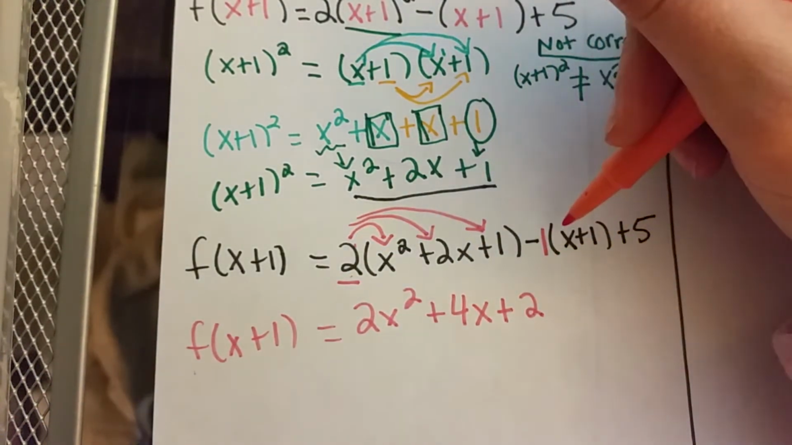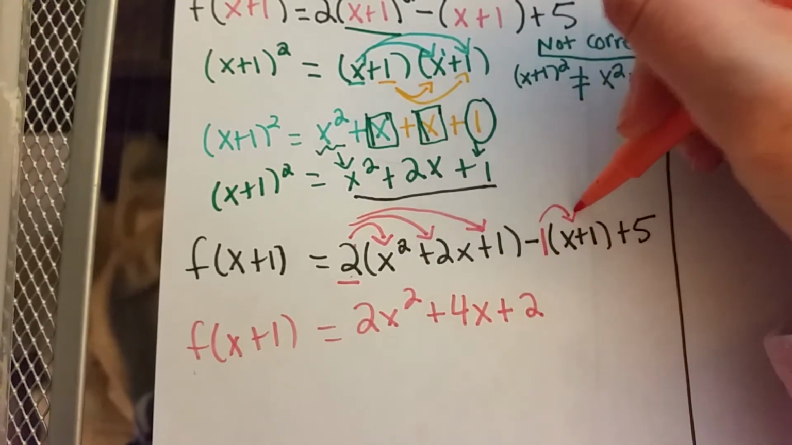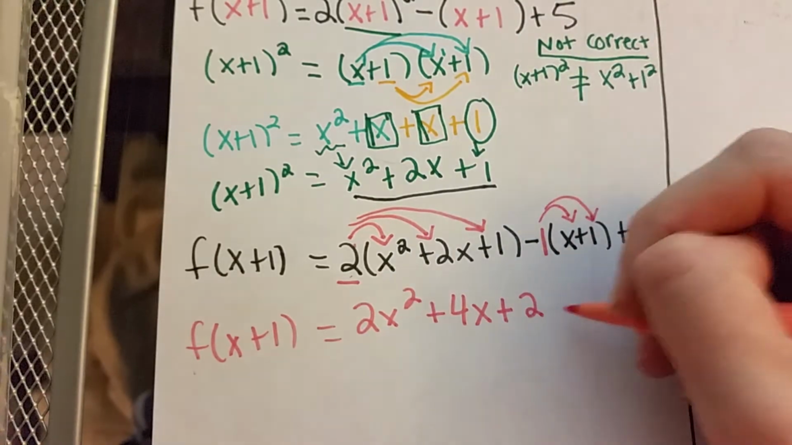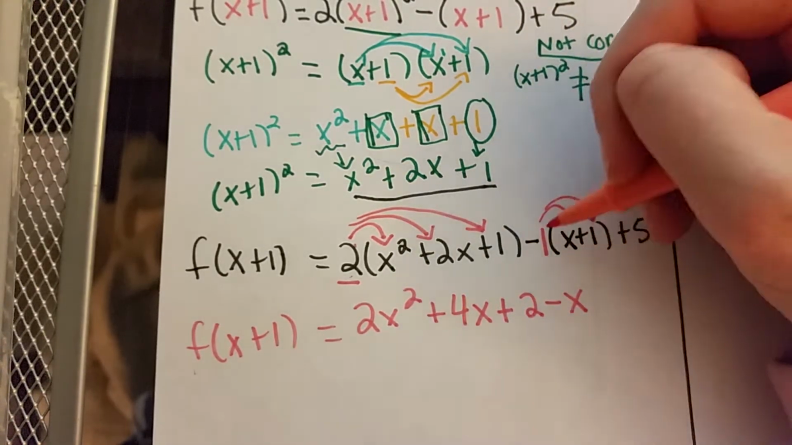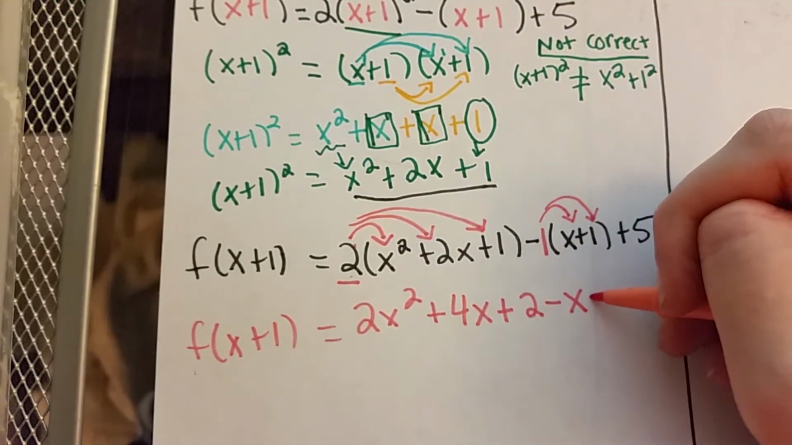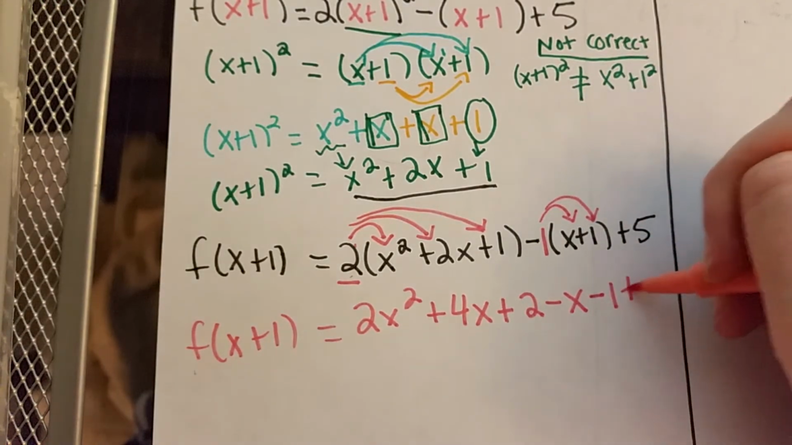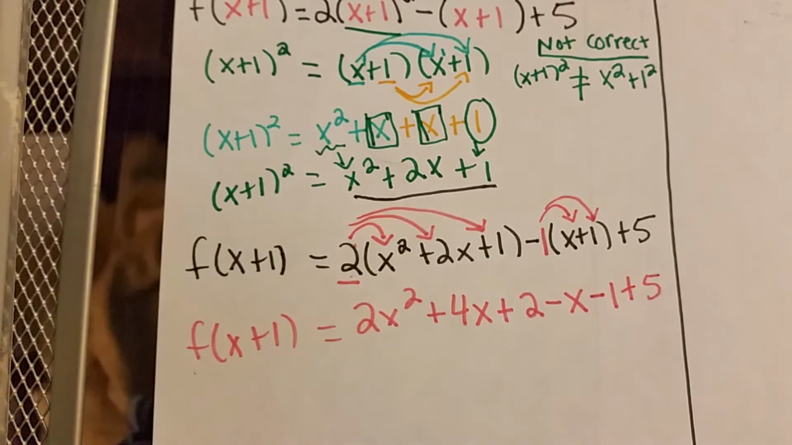Heck yes. Alright, so next we're going to distribute this negative 1 to each of these terms. So negative 1 times x will give me a negative x. Negative 1 times 1 will give me a negative 1. And then this 5, I'm just going to bring it down because it has nothing to distribute.